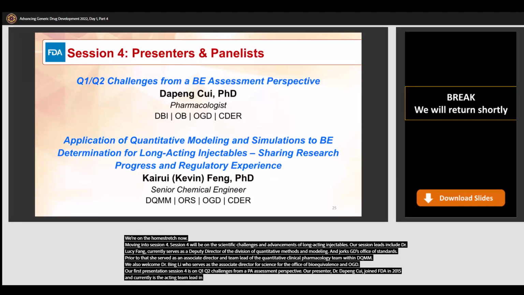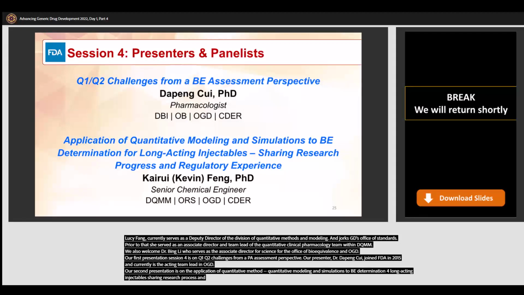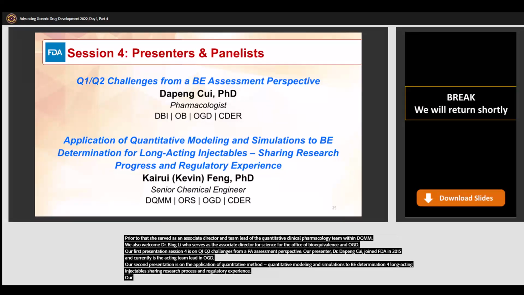Our second presentation is on the application of quantitative modeling and simulations to BE determination for long-acting injectables, sharing research progress and regulatory experience. Our presenter, Dr. Kevin Fang, joined the Quantitative Clinical Pharmacology team at DQMM RS OGD in April 2019.